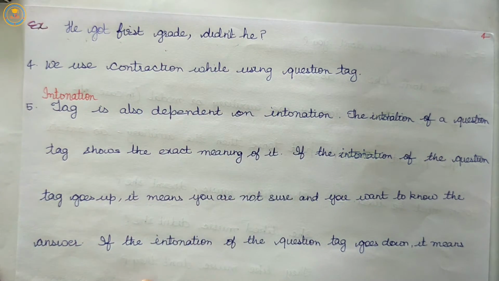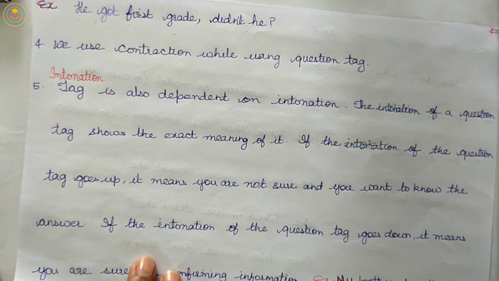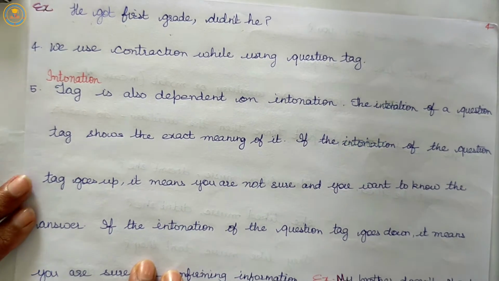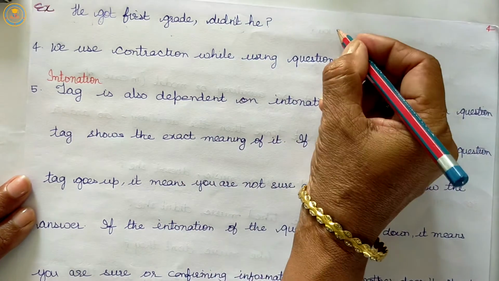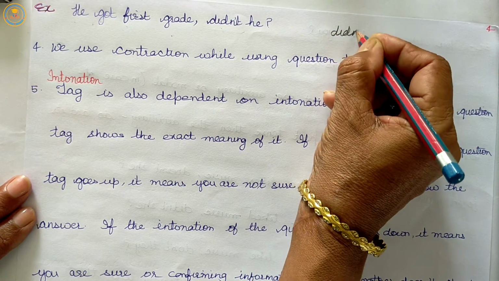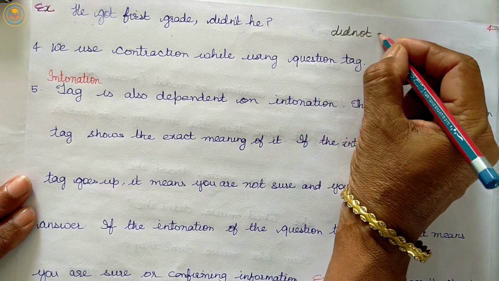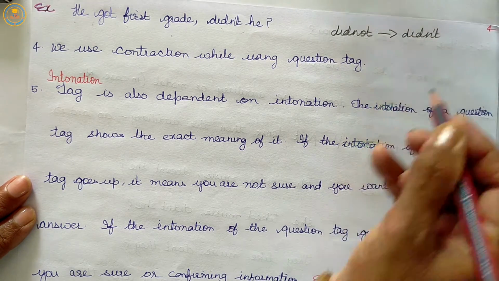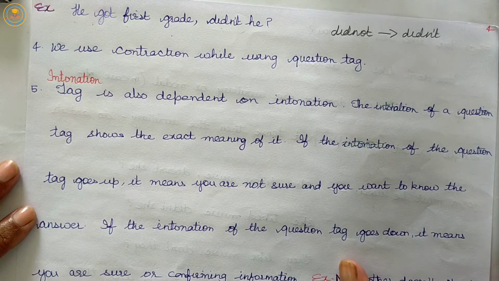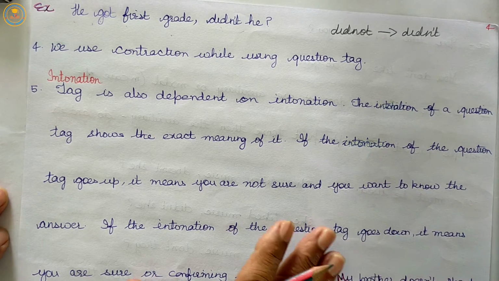Next key point is we use contraction while using question tags. Here, contraction means this is did not and this is didn't. So we will use contraction while forming question tags.